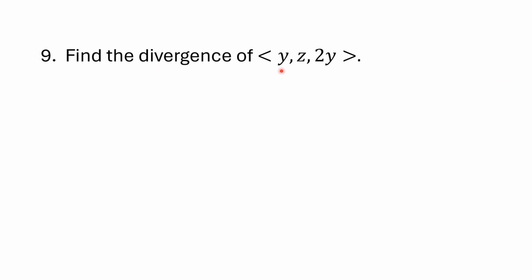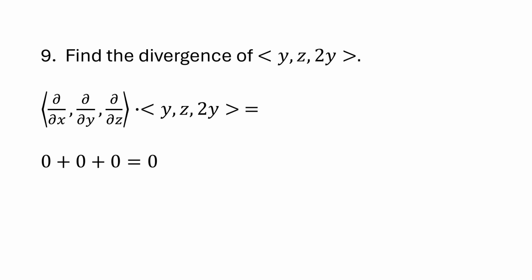Find the divergence of y, z, 2y. Some vector fields just have no divergence. The partial with respect to x of y is 0. Partial with respect to y of z is 0. And the partial with respect to z of 2y is 0. The divergence here is 0.